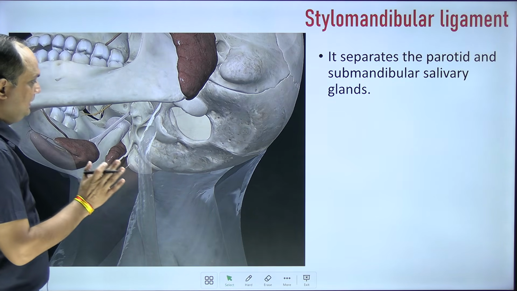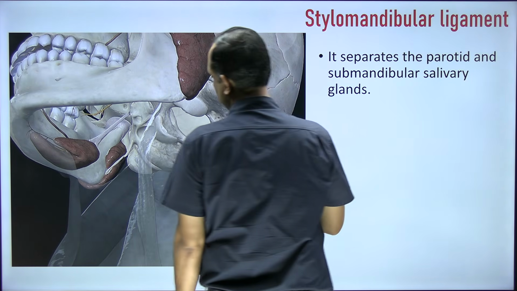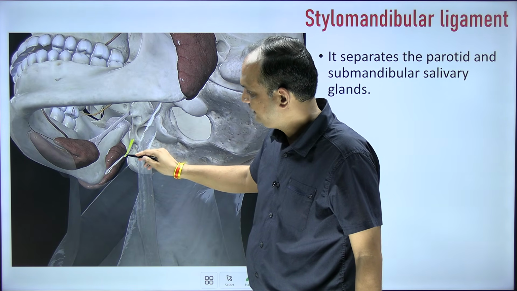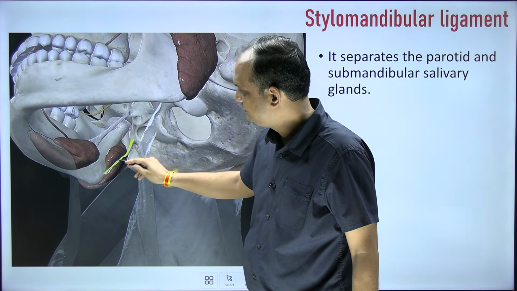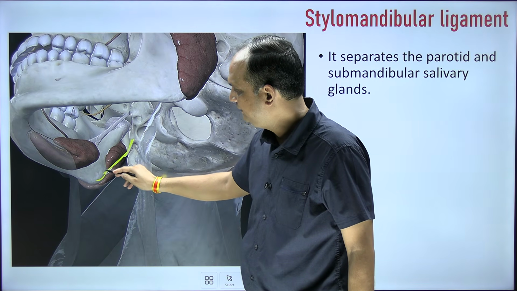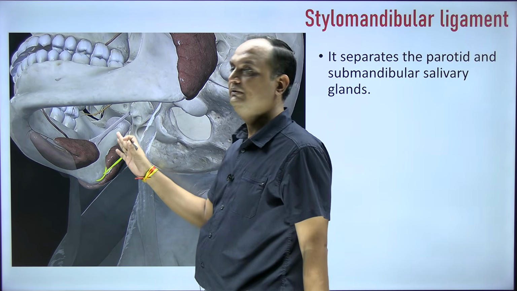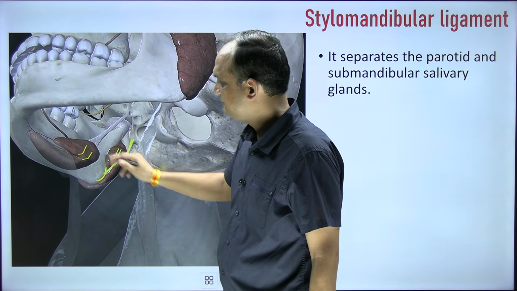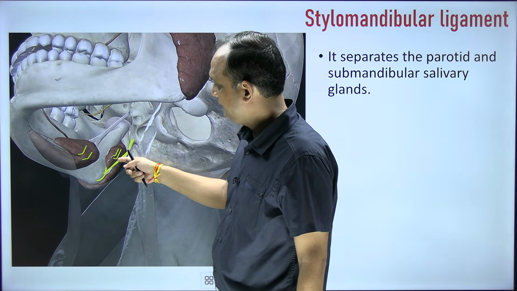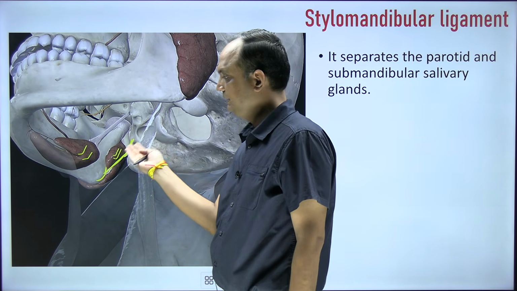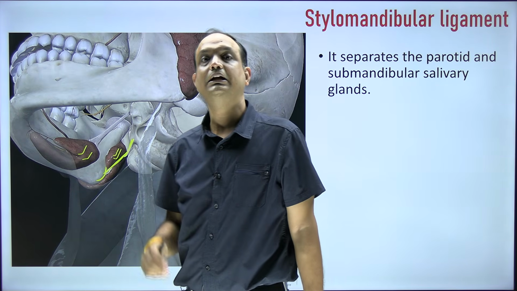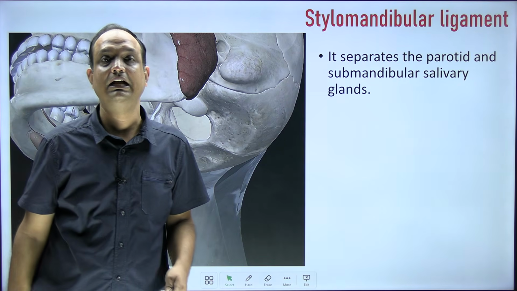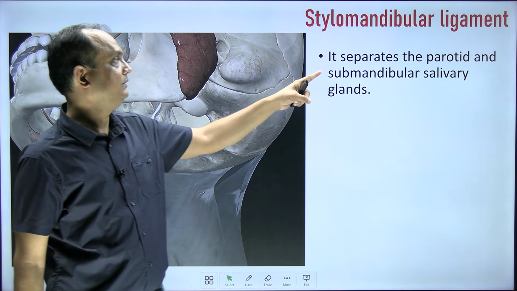This is again an important thing to understand. When you see this ligament, this is your styloid process, and from the tip of the styloid process, this band goes downward toward the angle of the mandible on the inner side. You are seeing from the inside, and here this is your parotid gland and this is your submandibular gland. The parotid gland lies on the outer side of the ligament and the submandibular gland is on the inner aspect of the ligament. So this is sometimes important: which ligament separates the parotid from the submandibular gland.